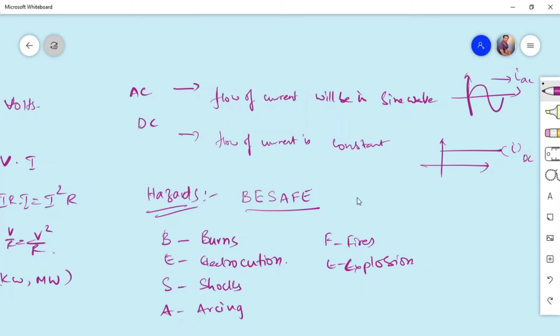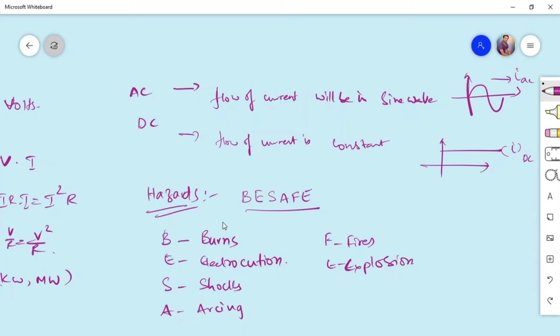Burns: if we get in touch with any electrical wire through which amps are flowing, it creates heat. So when we are electrocuted or getting a shock, because of the high heat our skin will burn. Second is electrocution. What is electrocution? Passing of electricity through any part of a body is electrocution. It means not only getting a shock, but passing of current through the body or any metallic part.